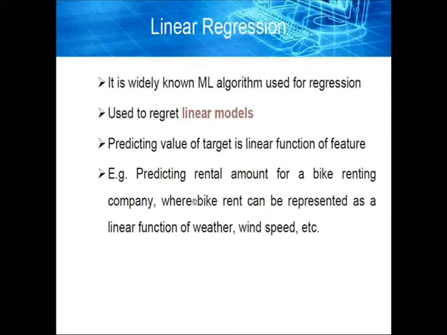We can take one example here: to predict the rent of a bike in a rental company. We just predict the rent as fixed, but when we consider other parameters like weather, wind speed, etc., then we want to represent the relationship as the bike rent being a linear function of weather and wind speed.